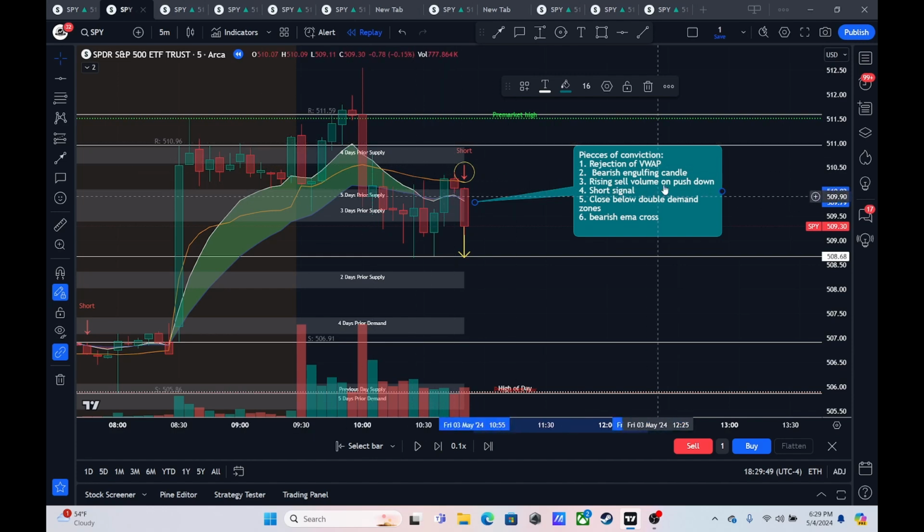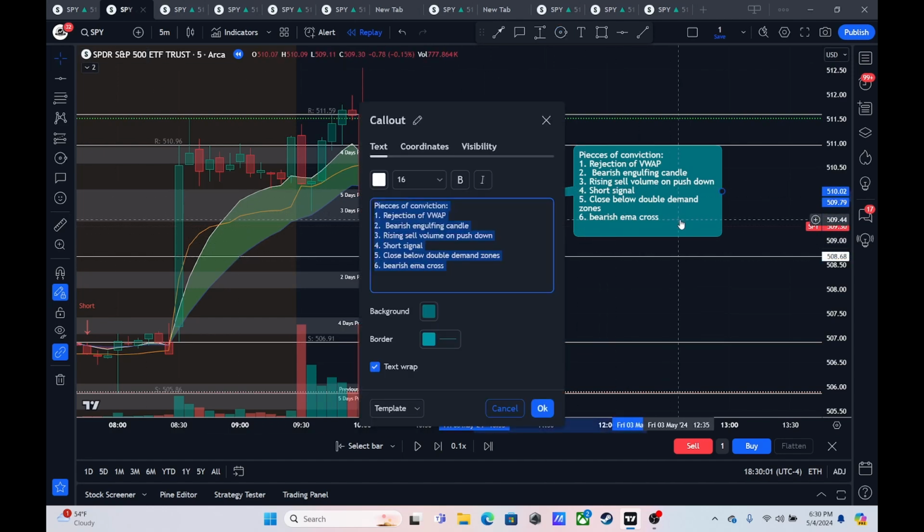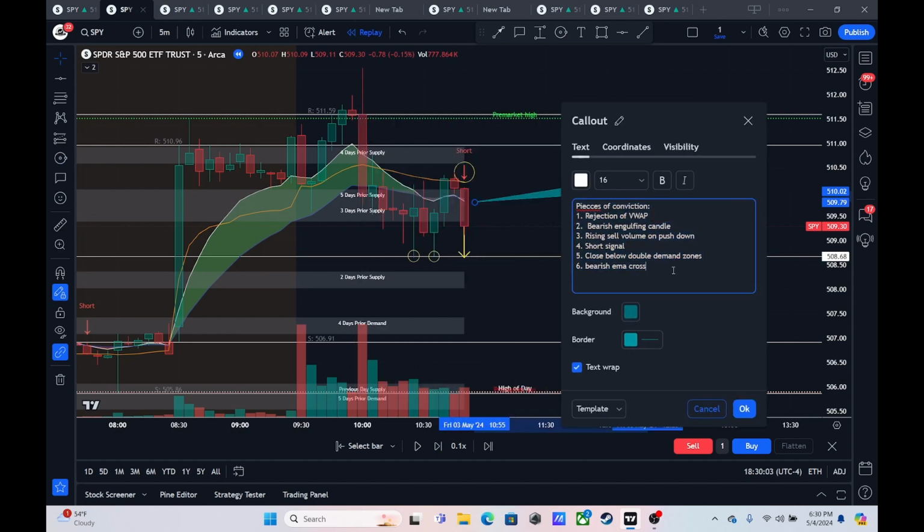Anyway, so we have all of these pieces of conviction. We've seen that the last time we closed below these zones after we rejected them, we made a pushback to this strong support region here at 508.66 or 65. So that is my target. You can write this all down if you annotate. Our target is essentially low of day support.